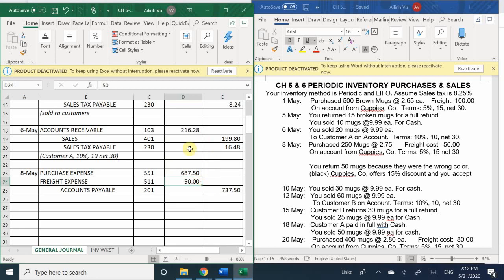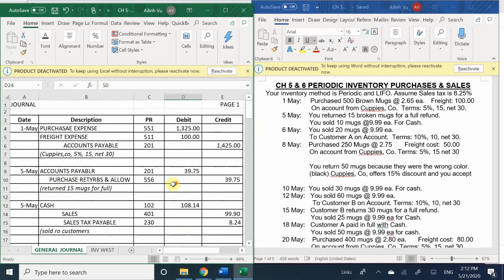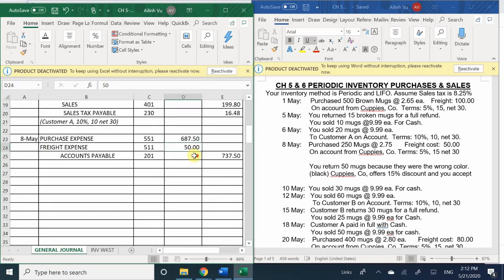All right, so let's go ahead and solve for the rest. But it made everything unformatted. Anyways, so now we're going to write it here. So now we owe Cuppies more money. Make sure you recognize Cuppies. Cuppies Co. What were the terms? 5%. 15, net 30.